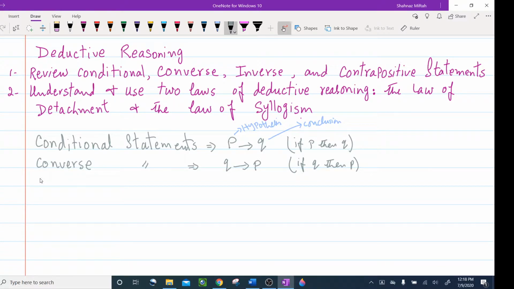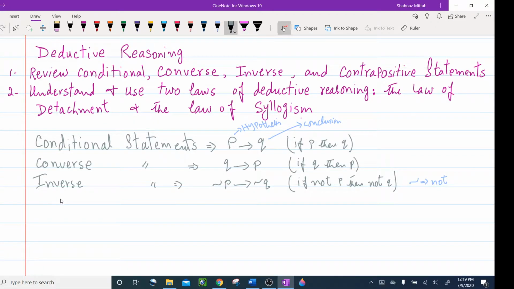Now, the third one is inverse. Inverse is the opposite of the conditional statement. So it's going to be if not P, then not Q. Now, this squiggly line means not. So write it down: if not P, then not Q.